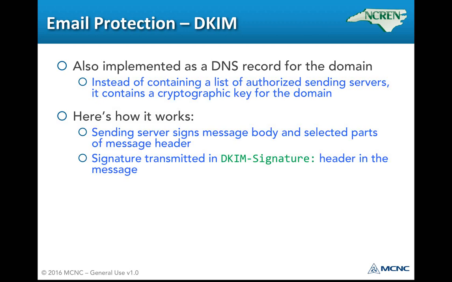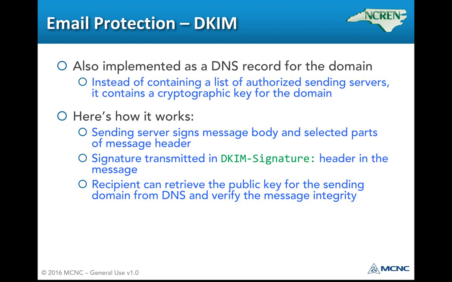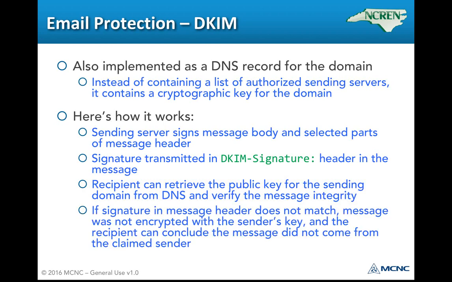And then the recipient, once they get the message, can retrieve the public key from the DNS record, and they can use that to verify that the signature matches what's included in the message. If the signatures match, then they can conclude that it came from a legitimate sender for that domain. But if the signatures don't match, then they can conclude that it did not come from a legitimate sender, and they can choose what they want to do with the message in that instance.